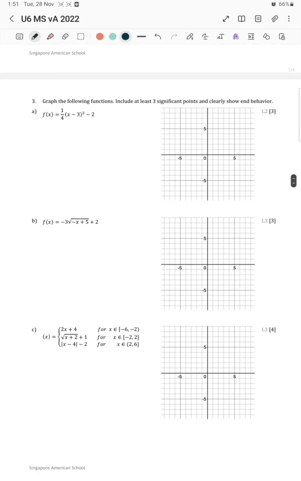Let's come to the next question. Graph the following function, include at least 3 significant points, and clearly show the end behavior. So this you have to do yourselves too. So the center point is 3, minus 2, and we're going to get the point over here, and we're going to get the point at 6, 7. So this would be a cubic function.